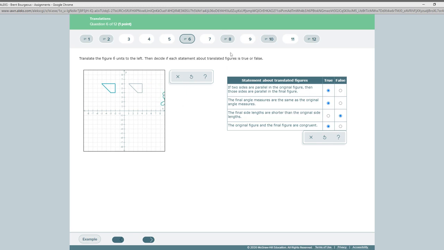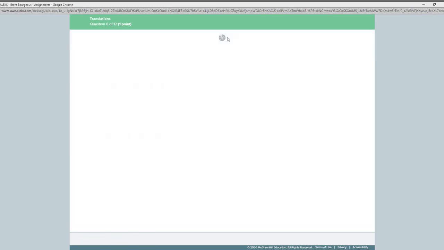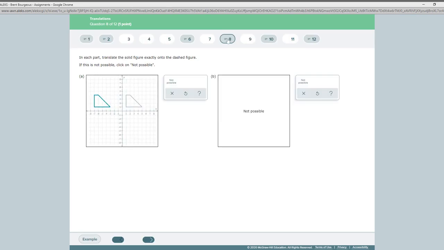All right, what else might we see here? Well, we could have a question like this. In each part, translate the solid figure exactly onto the dashed figure. If it is not possible, click not possible. Okay, well, we've kind of described that, so let's try this one. Looks to me like it works, so if it's possible, then that's all you've got to say.